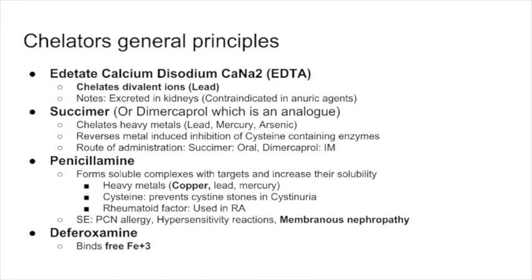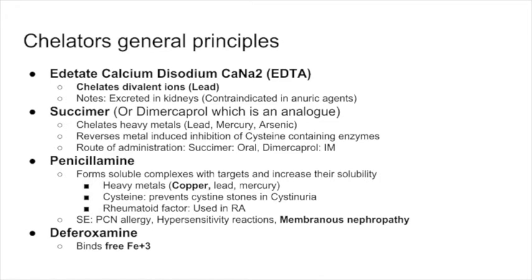The second chelator is succimer, or dimercaprol. Dimercaprol is pretty much the IM form of succimer. So dimercaprol is used intramuscularly, and succimer is given orally. And succimer is useful because it chelates heavy metals. So it's used for the heavy metals that are bad: lead, mercury, and arsenic.